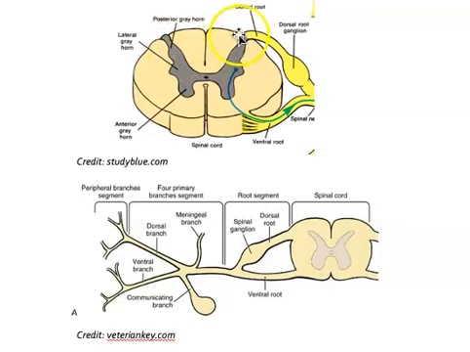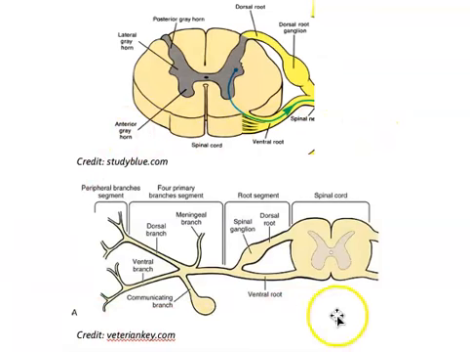You could see the dorsal root coming out with its dorsal root ganglion. You can see the ventral root. Remember, the dorsal root is carrying sensory information. The ventral root is taking motor information out towards the periphery.